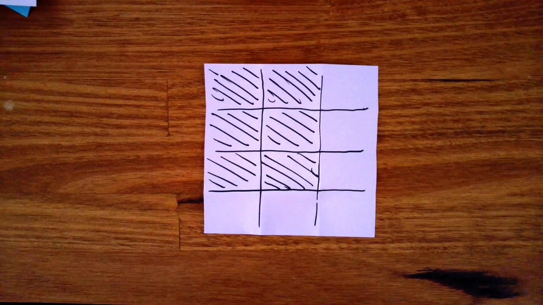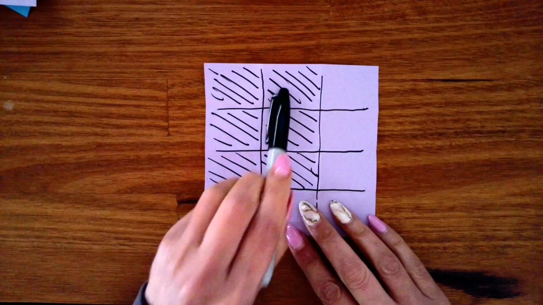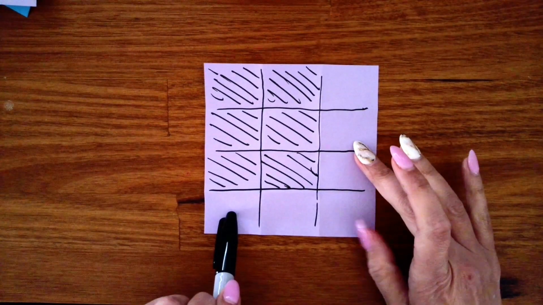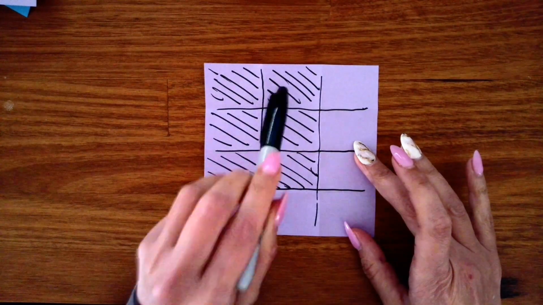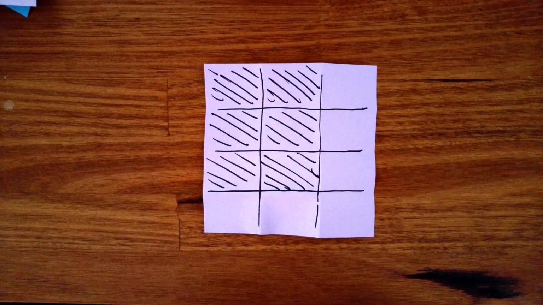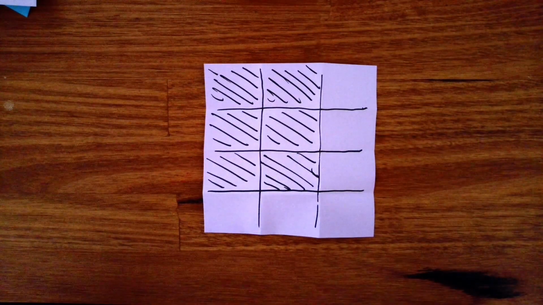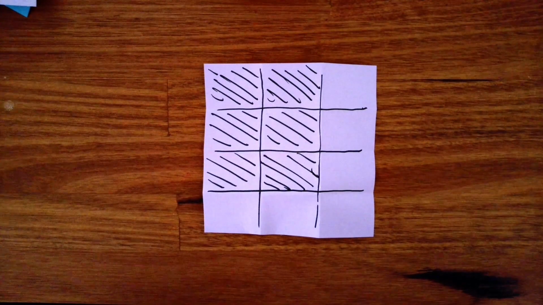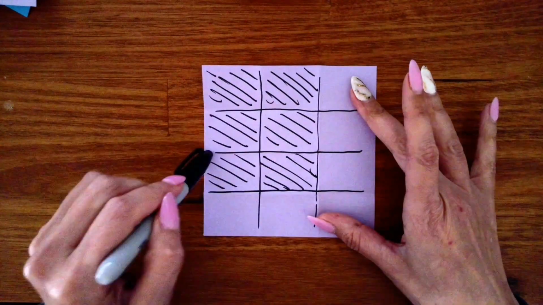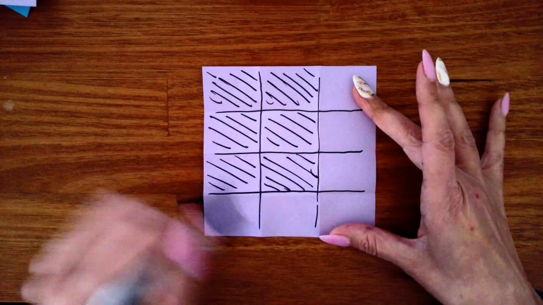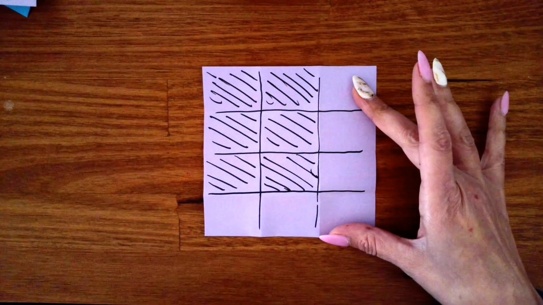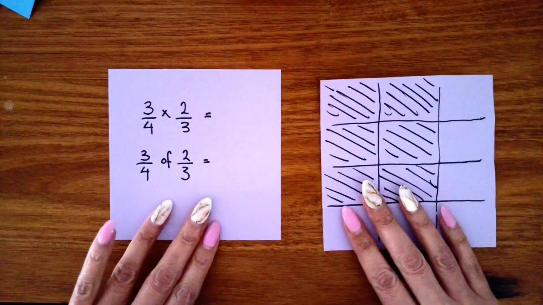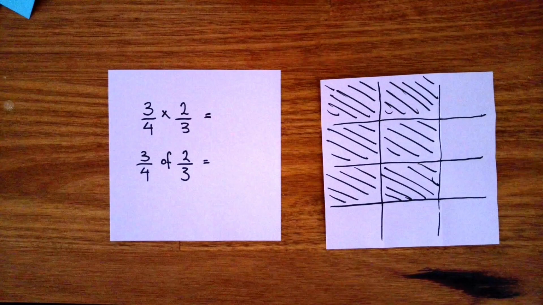This is what I end up with. Now my whole is partitioned into 1, 2, 3, 4, 5, 6, 7, 8, 9, 10, 11, 12 pieces, or 12 parts, and I've got 6 parts shaded. So if I was to take 3 quarters of 2 thirds, or 3 quarters times 2 thirds, what my final product will be is 6 twelfths. Or that's what we're told. Let's see how it compares to our algorithm when we're working with just the straight multiplication.